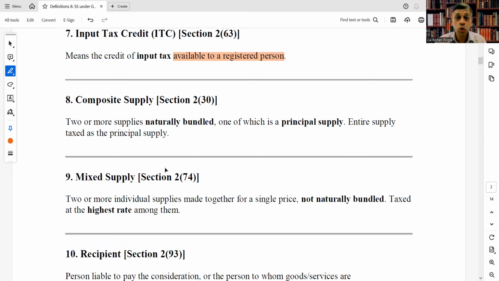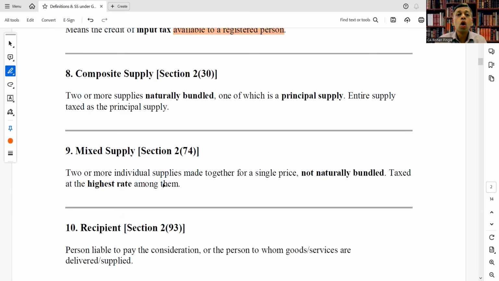Composite supply, section 2, subsection 30. Two or more supplies naturally bundled, one of which is a principal supply. Entire supply taxed as the principal supply. Composite supply means two or more supplies naturally bundled. Means they are not unnaturally bundled or something else. They come naturally bundled, one of which is a principal supply. Entire supply taxed as the principal supply.